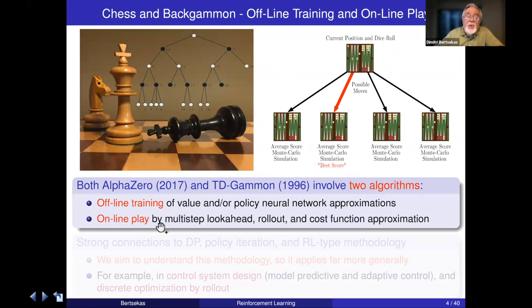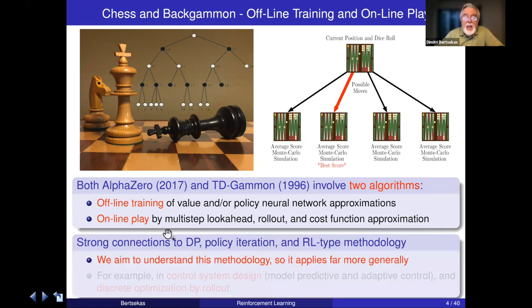The online play algorithm uses the results of offline training to play online with you and me and other computer programs. It uses multistep lookahead, rollout, and cost function approximation. All of these are going to be explained at length as we go along. But what I'd like to note is that these algorithms have a very strong connection with dynamic programming, the classical method of policy iteration, and also reinforcement learning and machine learning types of approximations involving neural networks, training, and so on. What we're going to try to do in this course is understand this methodology so that it applies far more generally. We're going to focus particularly on the architecture of AlphaZero and TD Gammon because I think this is the one that holds the most promise and is also the most generally applicable.